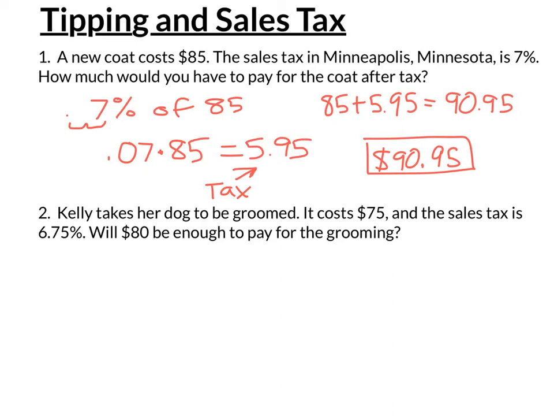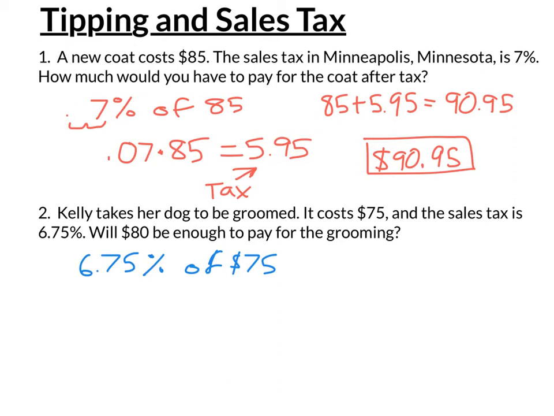In example 2, Kelly takes her dog to be groomed. It costs $75, and the sales tax is 6.75%. Sometimes we see that in different places, where the sales tax is a percent with a decimal. We want to know, will $80 be enough to pay for the grooming? So we're going to do this one the exact same way. 6.75% of $75 is what we've got to figure out.